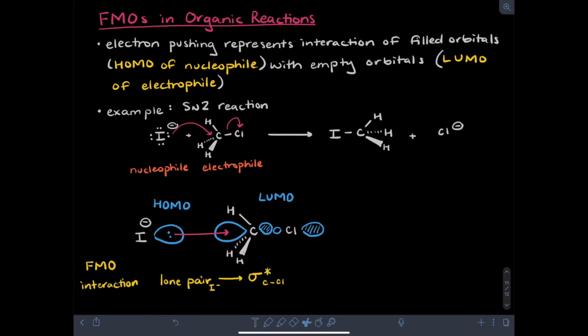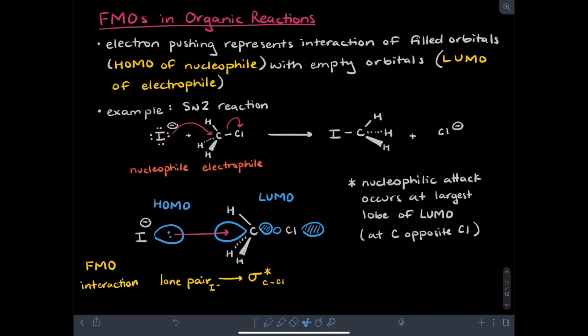If I wanted to describe this frontier molecular orbital interaction, I would say that it is donation of an iodide lone pair into the sigma star antibonding orbital of the carbon-chlorine bond. As I mentioned before, the nucleophilic attack is going to occur at the largest lobe of the LUMO. This is on the back side of carbon, across from the chlorine. And the coolest thing is that just by thinking about the largest lobe of your LUMO, you would correctly predict the fact that SN2 reactions have stereochemical inversion, or the nucleophile always attacks opposite the leaving group.